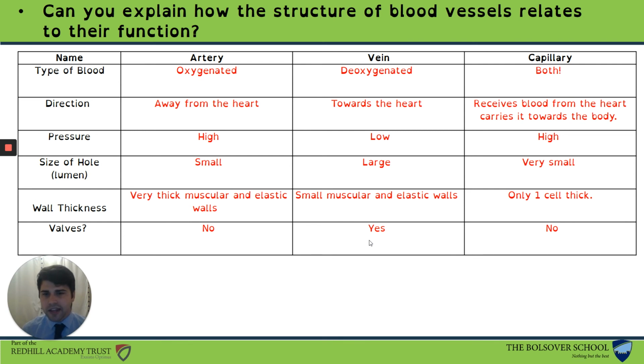The wall thickness then, arteries have very thick muscular elastic walls, veins have small muscular elastic walls, and capillary walls are only 1 cell thick, which is a key feature of capillaries. Valves then, the only blood vessel that you should have identified as having valves are veins to prevent the backflow of blood.